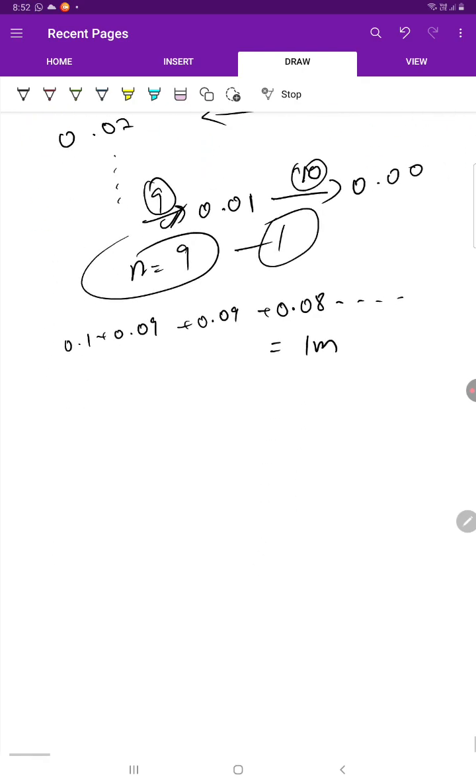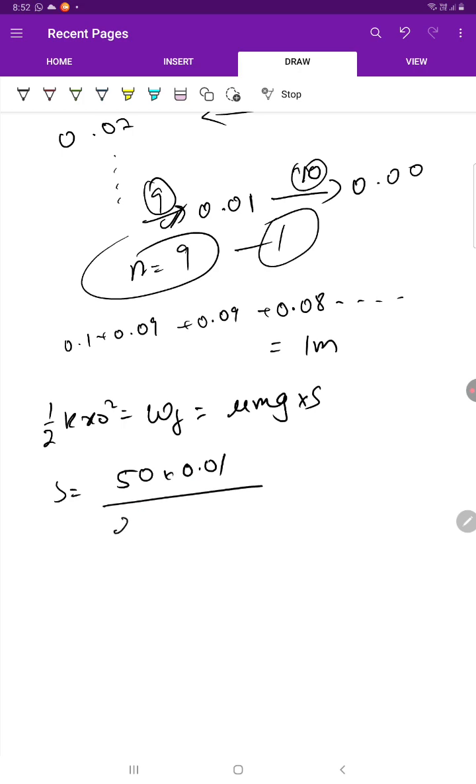And the second method is the work energy theorem, that is half k x naught square is equal to the work done by friction, that is mu mg into s. So s will come out to be 50 into 0.01 by 2 into 1 by 4 into 0.1 into 10. Then multiplied by 2, we'll get 1 meter as the answer. So this is the solution to the second problem.